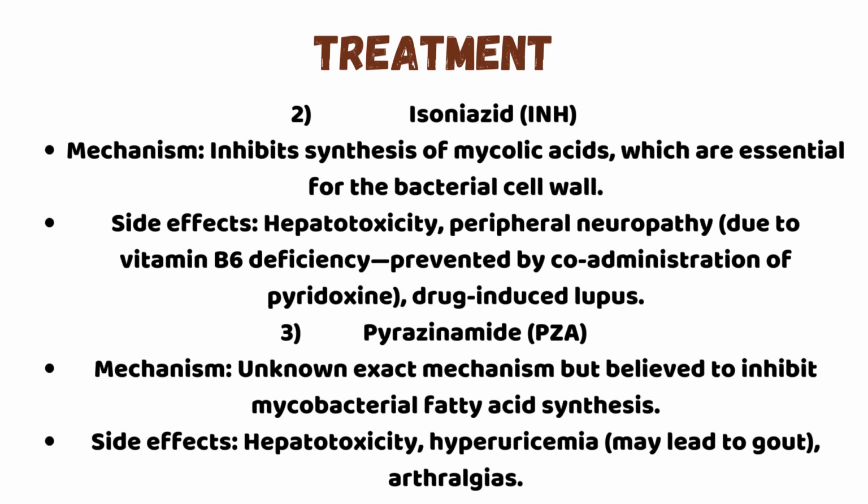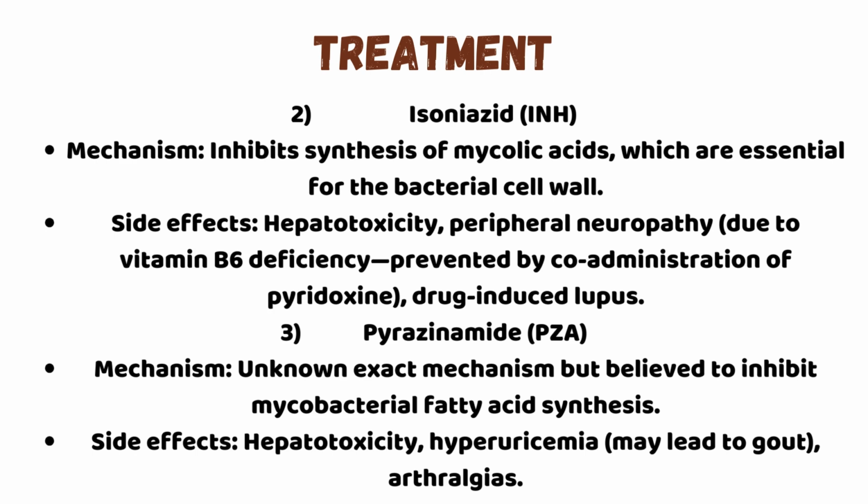Isoniazid. Isoniazid is a crucial component of the RIPE therapy for active tuberculosis. It works by inhibiting the synthesis of mycolic acids, which are essential components of the bacterial cell wall, thereby disrupting the integrity of Mycobacterium tuberculosis. Common side effects include hepatotoxicity and peripheral neuropathy, the latter of which is often due to vitamin B6 deficiency and can be prevented by co-administering pyridoxine. Additionally, INH can lead to drug-induced lupus in some patients.